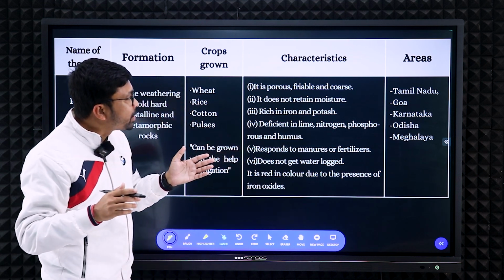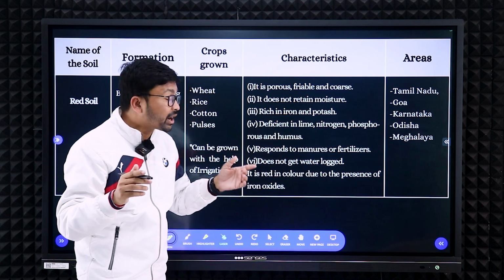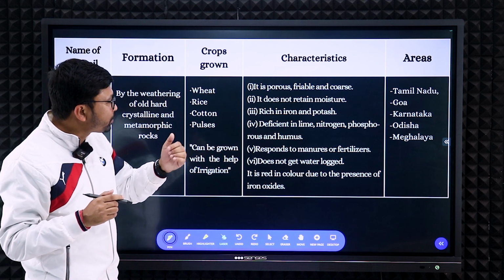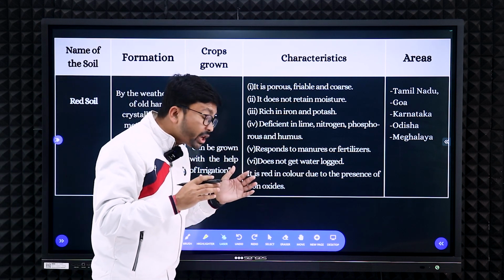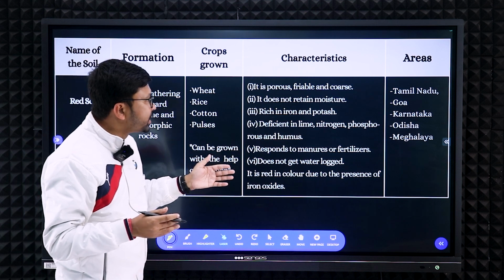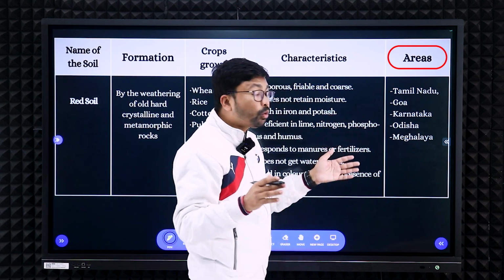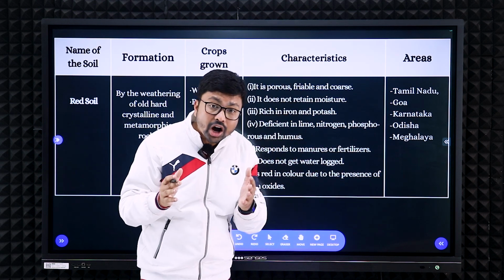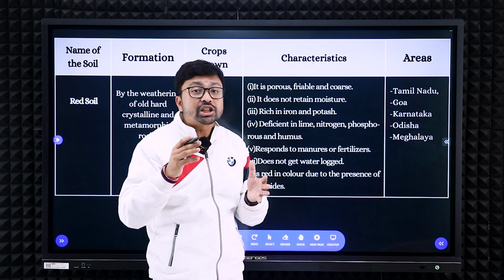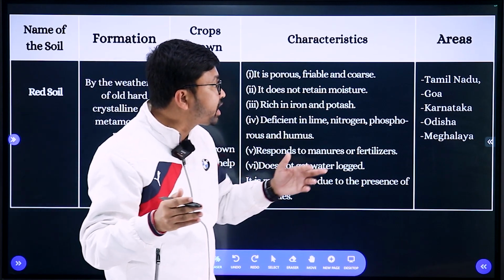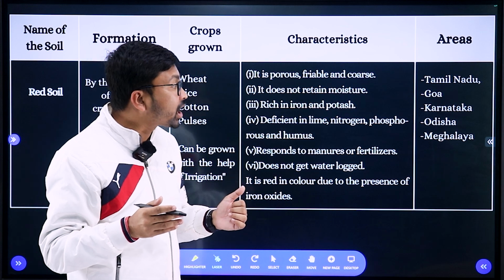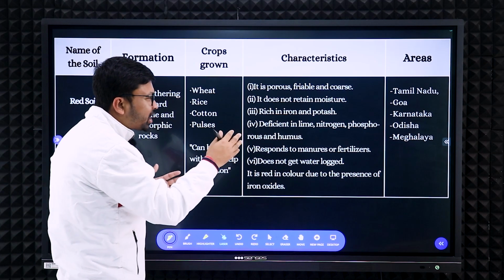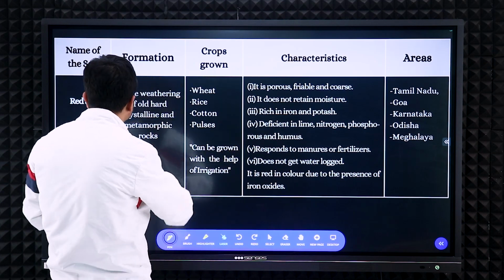Characteristics: it is porous, permeable and coarse, and it does not retain moisture. As I said, that's why you need irrigation facilities. It is deficient in lime, nitrogen, phosphorus and humus, and it responds well with irrigation. Next, the areas where we get it: where rainfall is less, temperature is more, and the igneous rocks, especially iron ore, are more. So the areas are Tamil Nadu, Goa, Karnataka, Odisha and Meghalaya. Those are the areas where we get red soil. Basically, in the northeastern states we get more red soil.